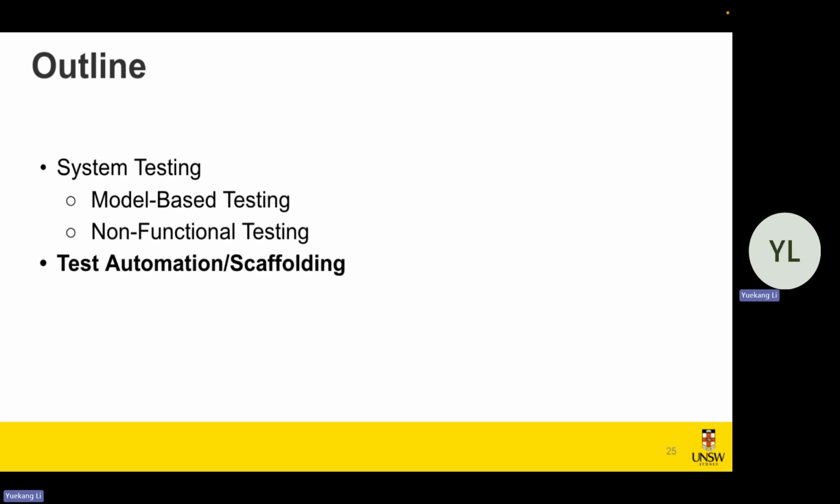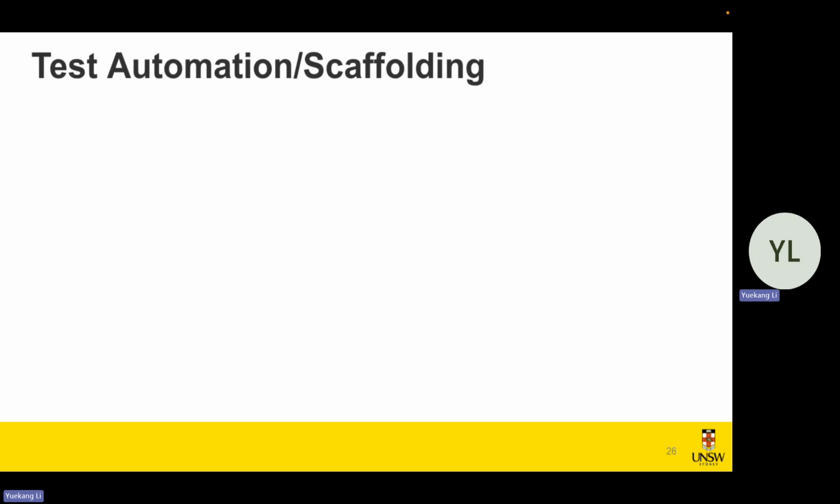Okay, let's continue. So just now we have learned different system testing techniques, basically two big families, functional and non-functional. And now let's learn about test automation and scaffolding.